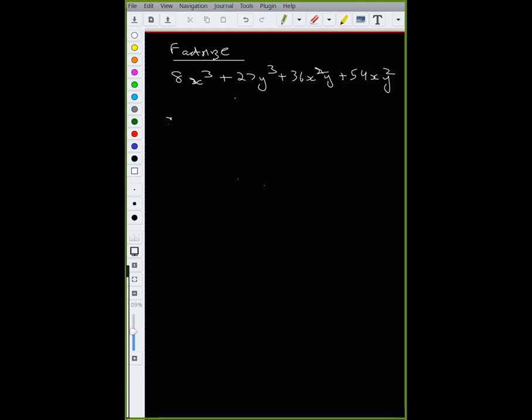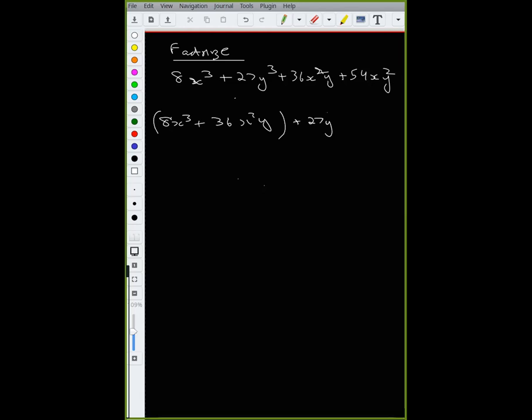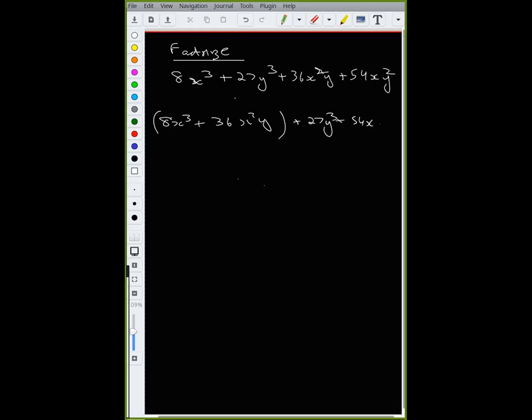Okay, what you're saying is we want to group and we want to take 36x squared y together and then group it. This is what you're saying, right? Yes, sir. Let's do it this way. Let's see where we end up. Okay, so we're going to take out 8. So we'll take out 4x squared here. So we'll get 2x plus 9y, right?